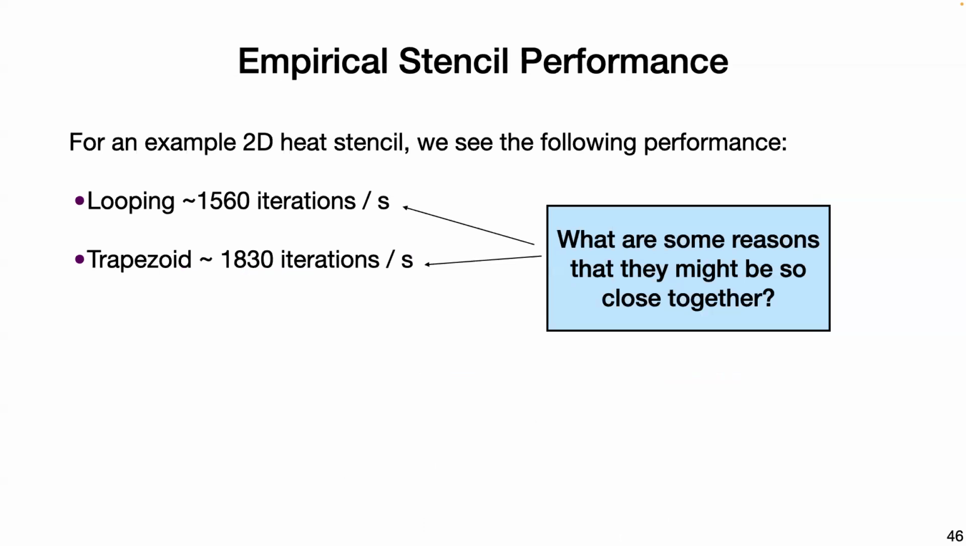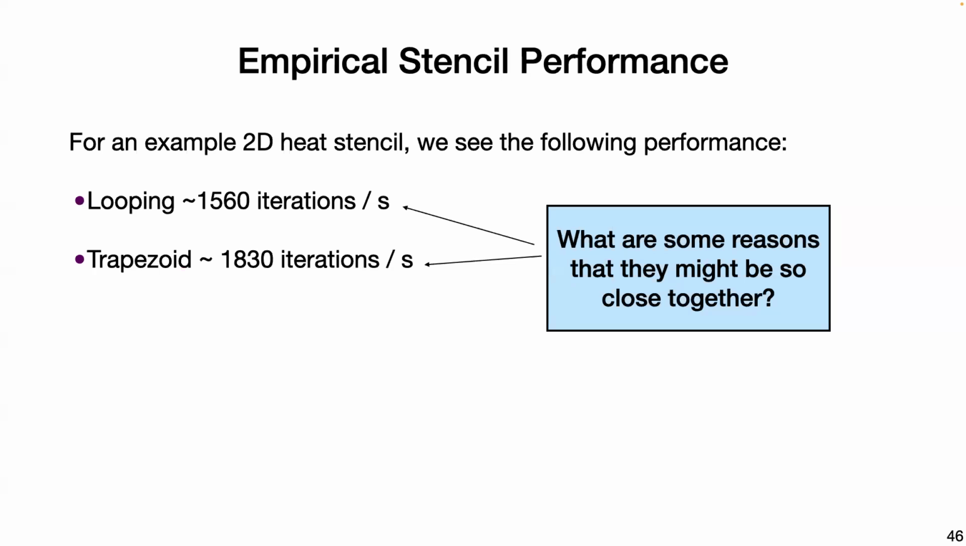So empirically, they ran this. I didn't run it, but there were some experiments. When they actually did this experiment, they found the following numbers. For the Limpy code, it does about 1,560 iterations per second. The trapezoid version does 1,830 iterations per second.